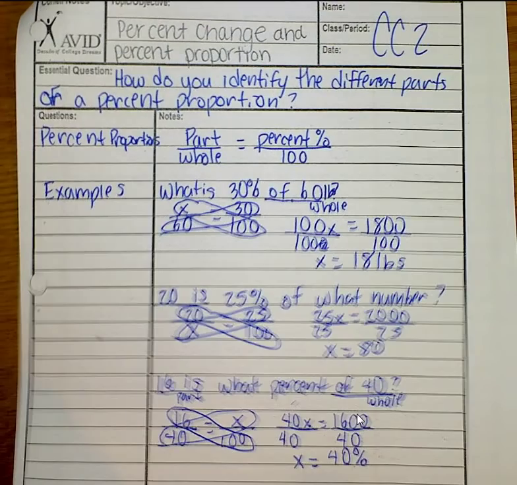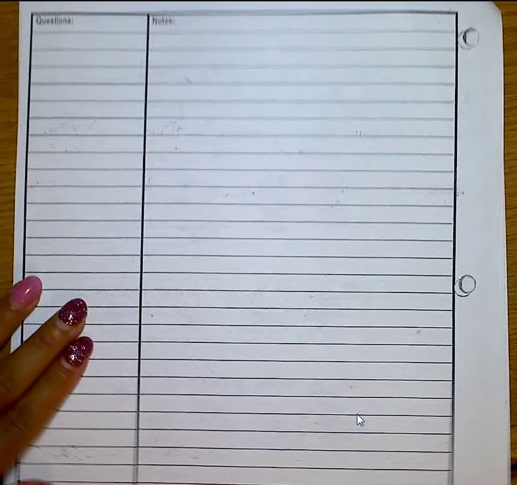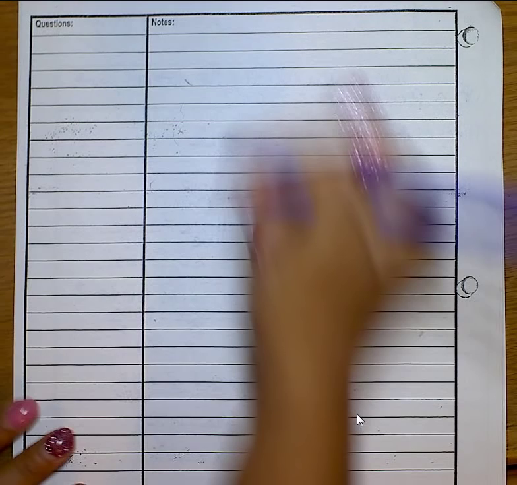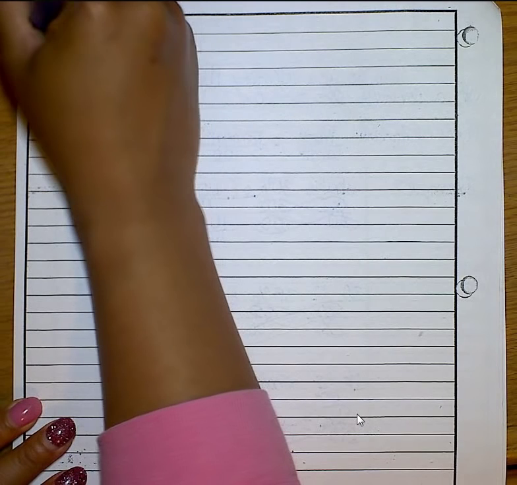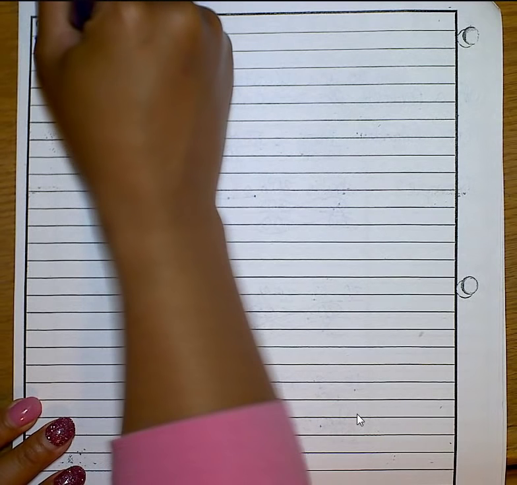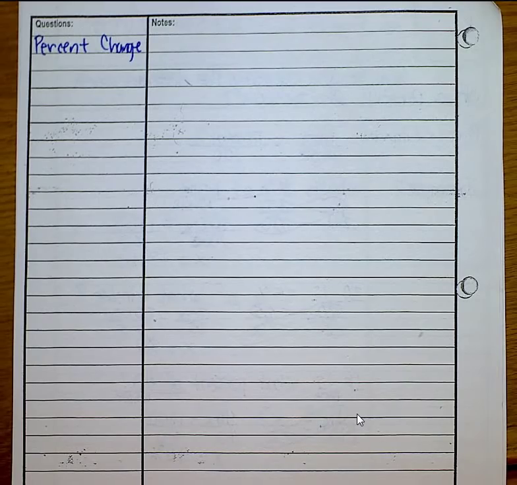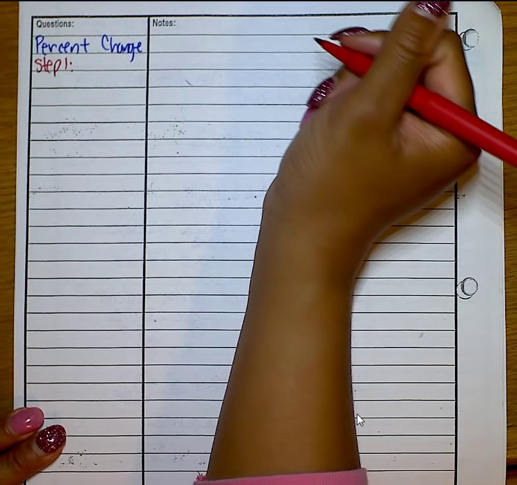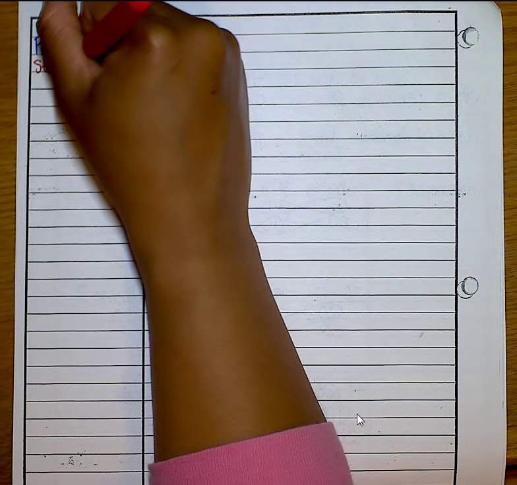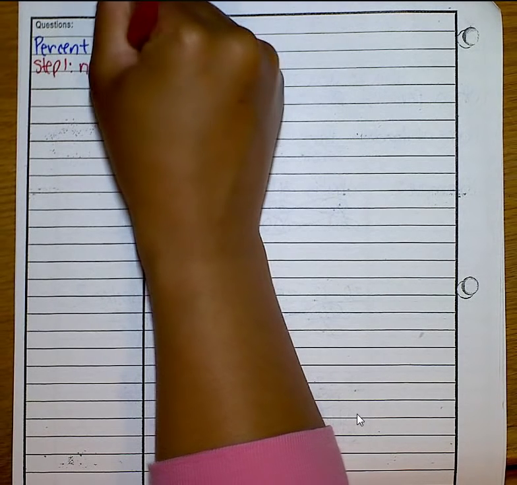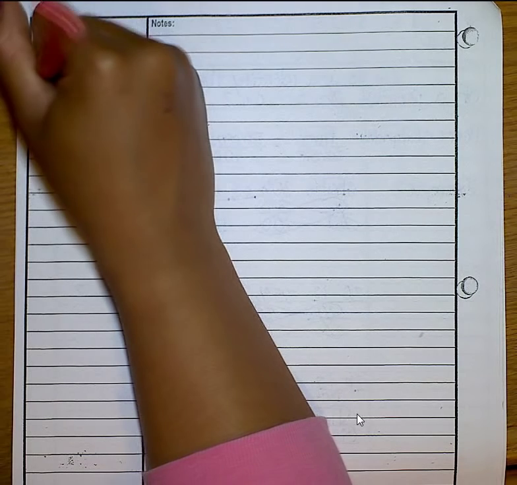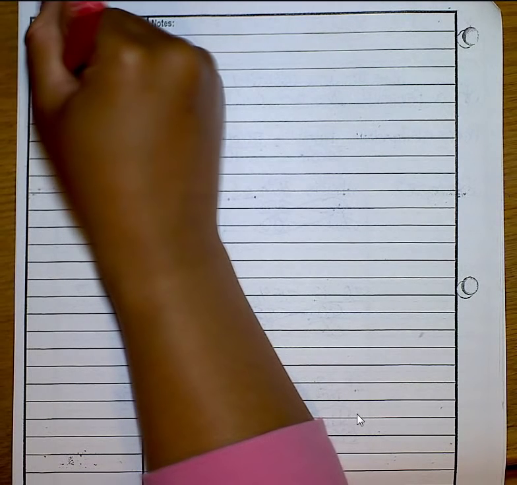Moving on to our next topic, which is percent change. So we've talked about percent change. We even made a foldable with the 3 steps labeled. And remember, in percent change, we have 3 steps. Step 1 was to subtract the new price minus the old price. Step 2 told you to divide by the old price.